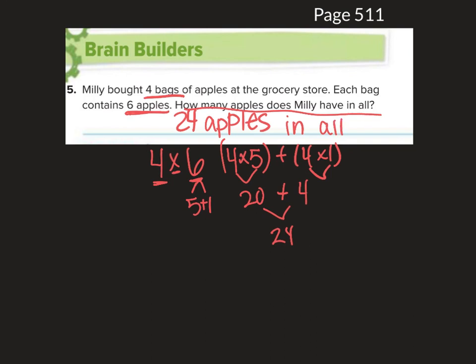So I would like for when you're solving these, even if you know the answer, okay? Today we're practicing breaking apart or decomposing those factors. So I would like you to practice that and show me that in your work. If you have any questions, make sure you always let me know.